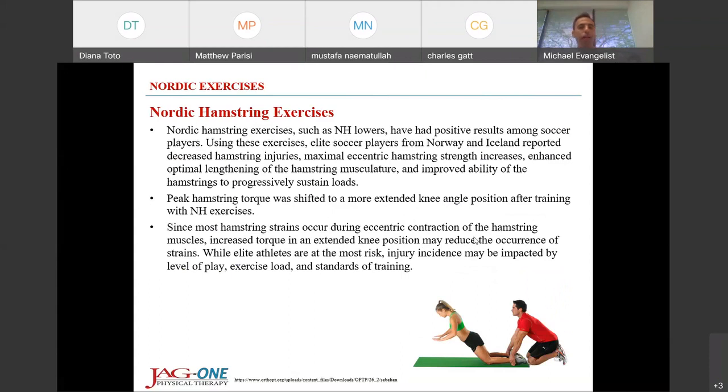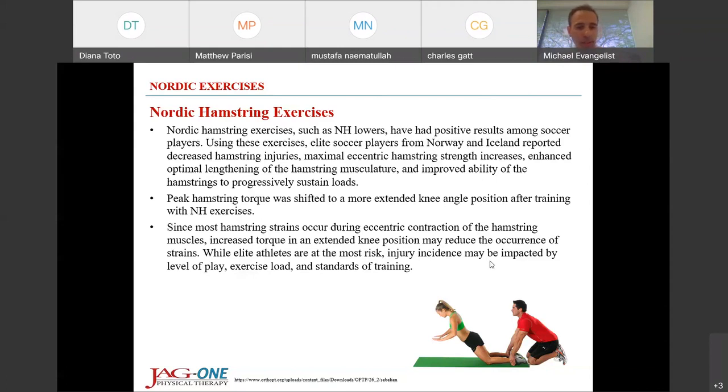So a great set of exercises that's used in Norway and Iceland are called the Nordic hamstring exercises, very appropriately named. They have had very positive results among soccer players. And as I said before, elite soccer players from those countries report decreased hamstring injuries, maximal eccentric hamstring strength increases, enhanced optimal lengthening of the hamstring muscle, and improved ability of the hamstrings to progressively sustain loads. Peak hamstring torque was shifted to a more extended knee angle position after training with these Nordic hamstring exercises. We'll see pictures and I'll take you through them in a second.